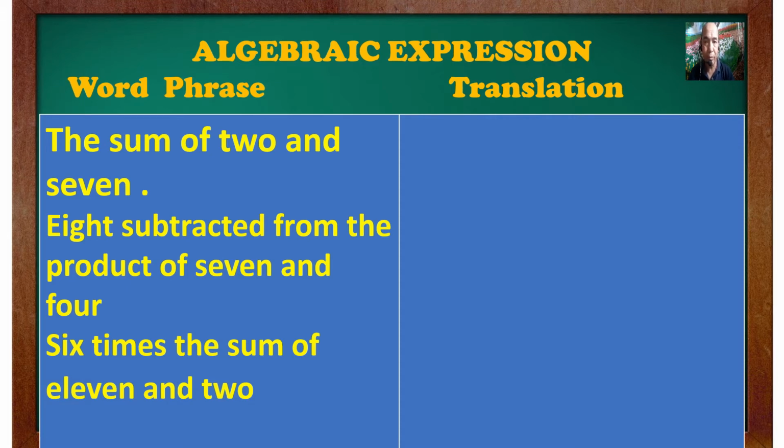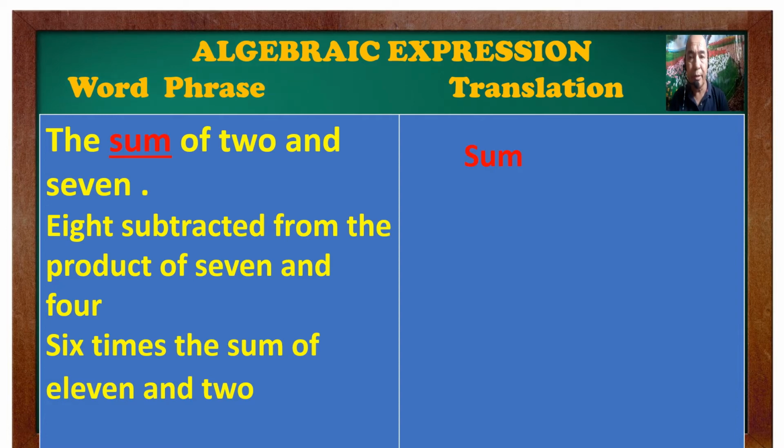The sum of 2 and 7. Now, looking at this word phrase, we have to learn what the word sum means in mathematics. In mathematics, the word sum has a particular meaning. The word sum in mathematics is the result of addition. Since this is the result of addition, therefore we are going to add the two numbers. We have to add 2 and 7.